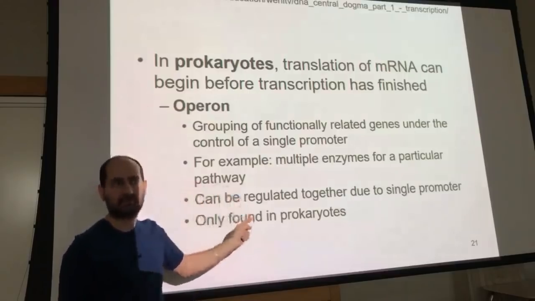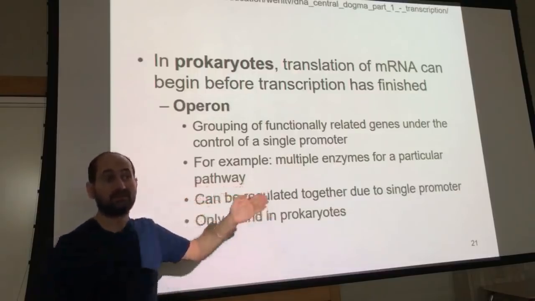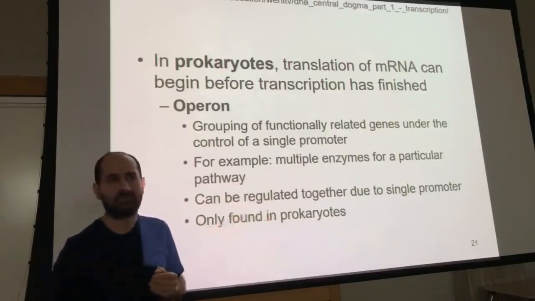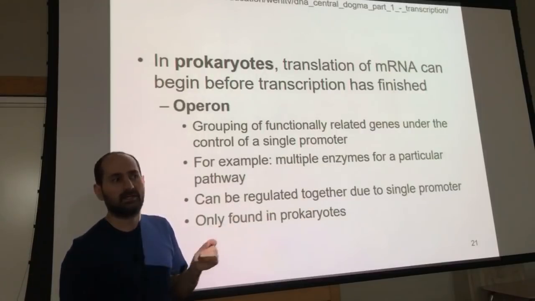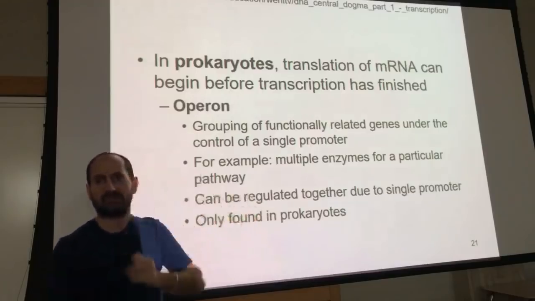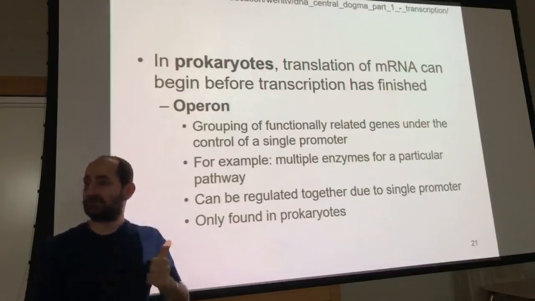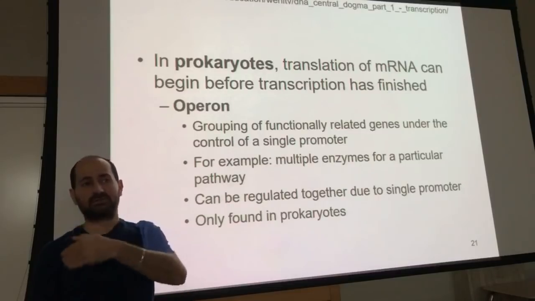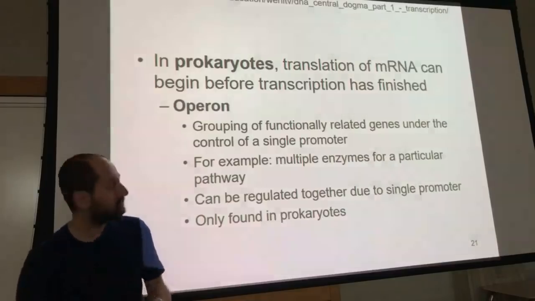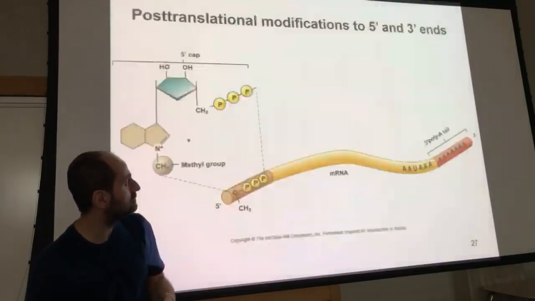Prokaryotes have operon, which means they can have one promoter for multiple genes. This allows you to more rapidly produce those proteins. And eukaryotes just don't have operon. Eukaryotes have one promoter per gene. That's what you need to know. So prokaryotes have operon. Eukaryotes have alternative splicing. Okay, makes sense? What else? Good.